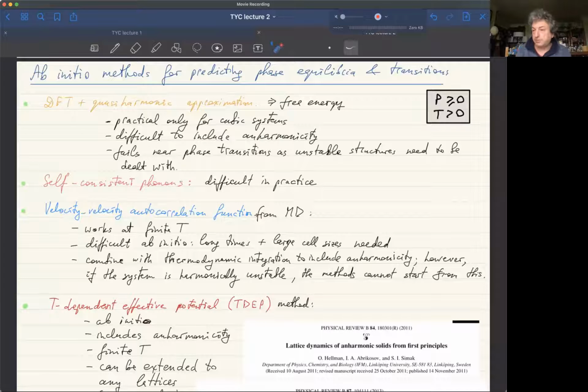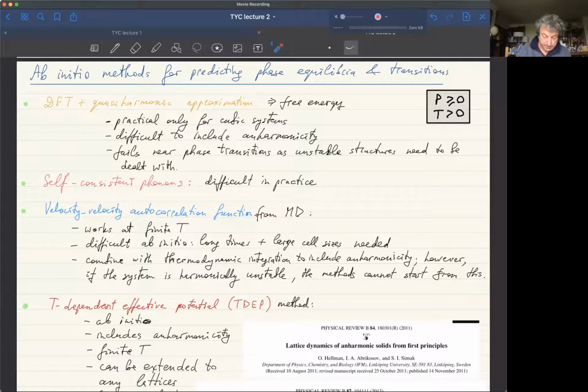Velocity-velocity autocorrelation function, which we considered before, works at finite temperatures, but it requires running molecular dynamics over long times, and this may become quite difficult. And also, if you want to get frequencies at different K points, you will have to make an expanded cell, so run molecular dynamics simulations for large cells, which is also difficult. If you would like to include anharmonic effects, you have to do something like a thermodynamic integration. So it is also a rather complicated solution.